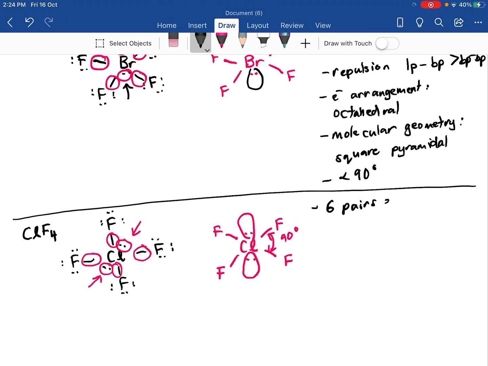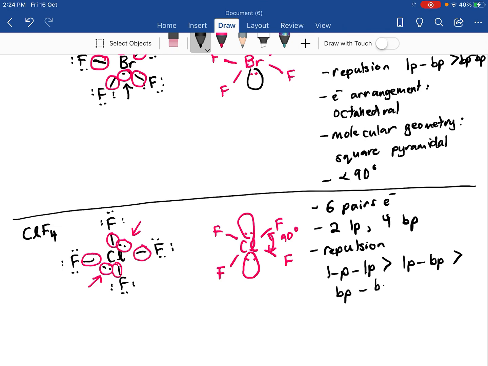Okay, so the point that we need to stress is, again, it has 6 pairs of electrons. Being specific, 2 of them are lone pairs, while another 4 are bonding pairs. So of course, it will affect the repulsion now that it has 2 lone pairs. The repulsion will be much greater between lone pair and lone pair than lone pair and bonding pair, and lone pair and bonding pair have much greater repulsion than bonding pair and bonding pair.